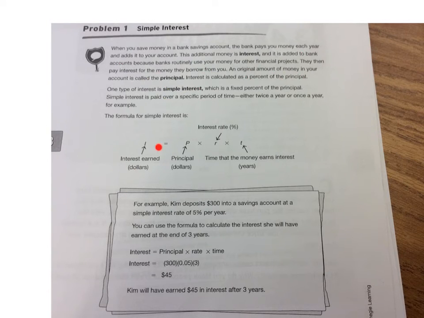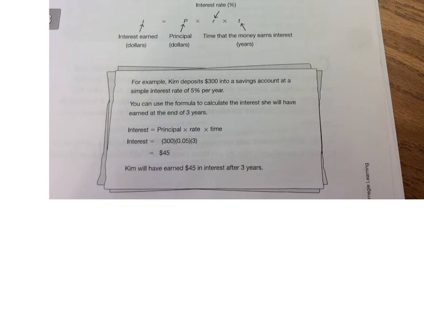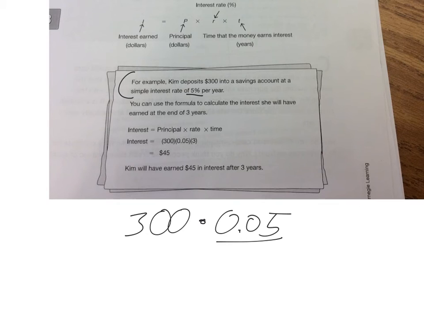The amount of interest you earn in dollars is going to equal your principal times your rate times the time. The time that the money earns is usually going to be in years, and your rate is going to be some kind of percent. Here's how you would calculate it. Kim deposits $300 into her savings account. That's her principal, with a simple interest rate of 5%. So you multiply that principal times 0.05, because you have to turn 5% into a decimal, 5/100ths. And that's per year.